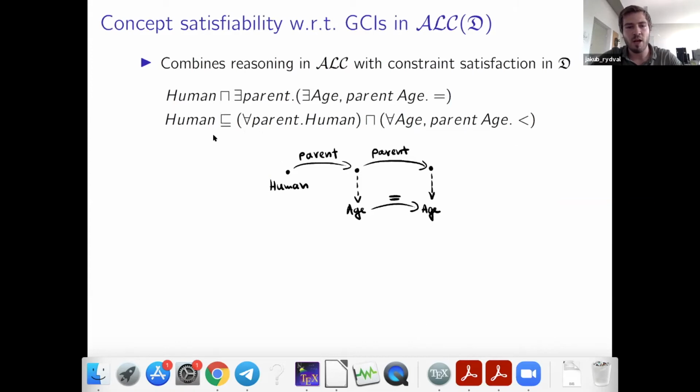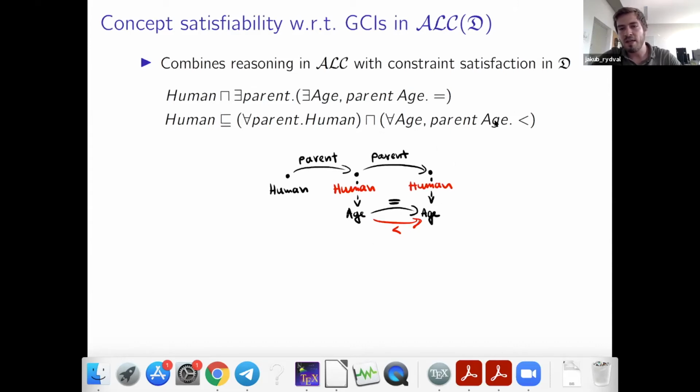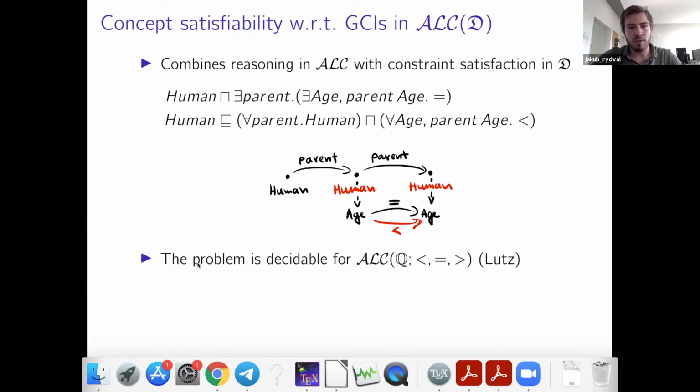Okay, and now if we want to infer that the concept above is unsatisfiable with respect to this GCI, we first work on the level of ALC to propagate the human concept to the parents. And then we use the second part of the GCI to build a small system of constraints, which we then solve in the concrete domain D, and realize that it is unsatisfiable. So this problem is decidable, for instance, for ALC equipped with the concrete domain of rational numbers with the order relation, equality, and the reverse order relation, and this follows from a result of Lutz.